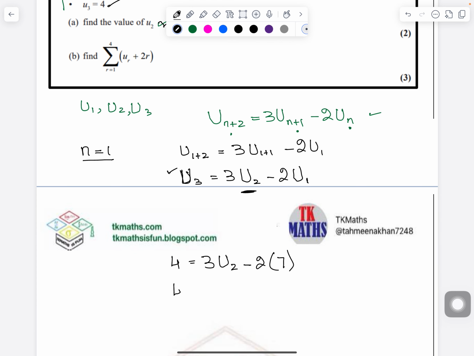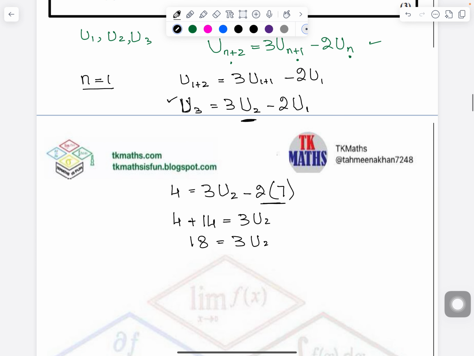And now algebraic manipulation. 7 times 2 is 14. I'll bring it to this side. So this is 18. So your U2 is equal to 6, right?